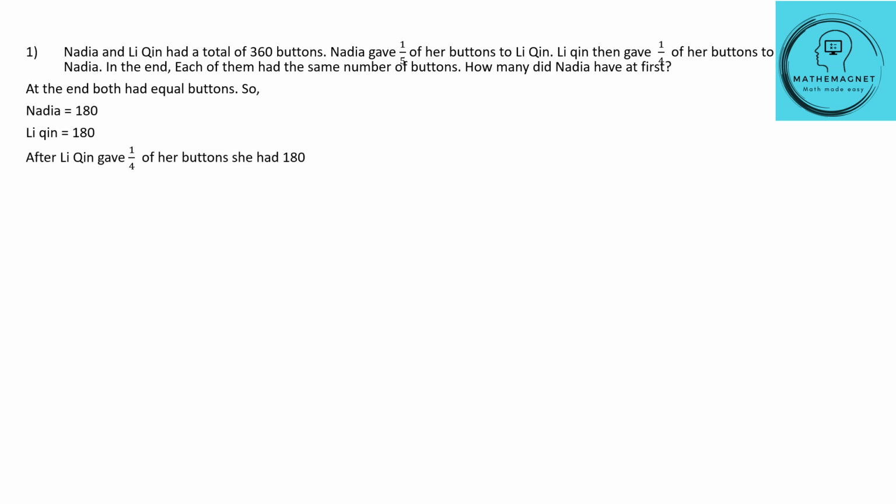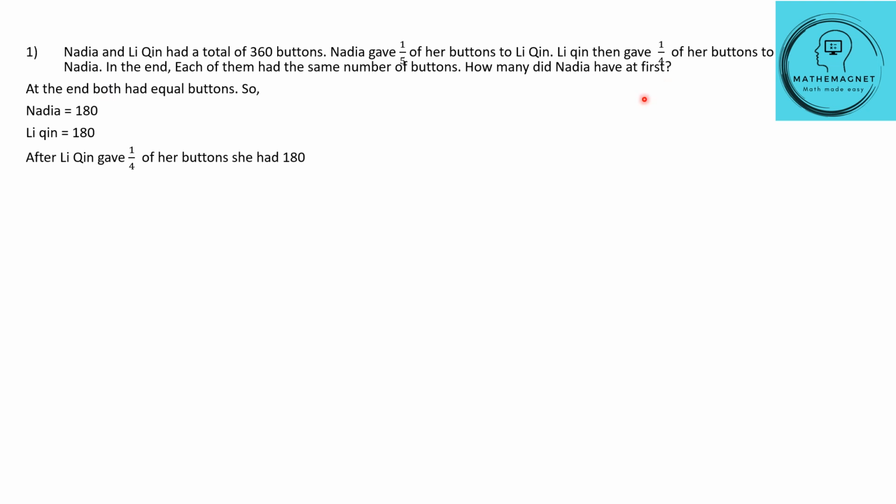Now how did Leakin get 180 buttons? That is because she gave away 1/4 of the buttons she had. So as in we will go in the reverse direction. We said that we know that they had an equal number of buttons, and then we are going to the previous step, which is Leakin gave 1/4 of the buttons.